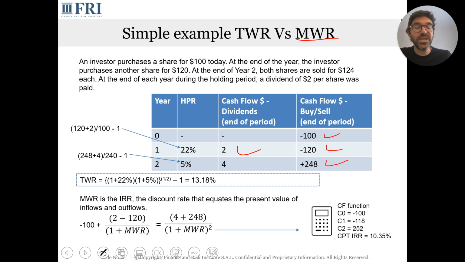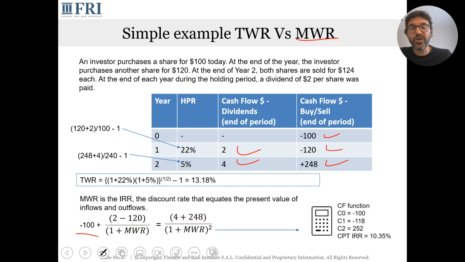Now for end of year 2, we have sold both shares for 248. So we have an inflow. The money flows back again into our account when we sell our 2 shares. And we also have $4 in dividends that were earned, for a total cash inflow of $252 at the end of year 2. We are now ready to calculate a money-weighted rate of return. So this is the rate of return that equates the present value of inflows with the present value of outflows.